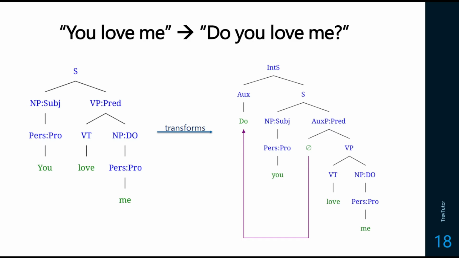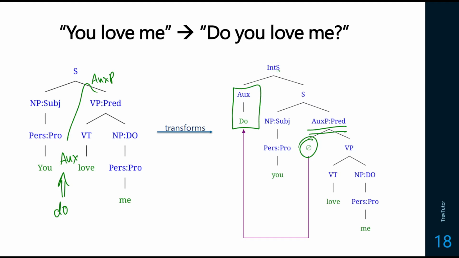So you love me starts as a base, but we want to make this a question. We don't have any auxiliaries. So what we need to do is add do. So we need to add an auxiliary that becomes an aux phrase. So this is what we get in the second bit. We have an auxiliary phrase predicate in between the S and the VP like we did before, and now it's moving up into the int S to become a question. Do you love me?